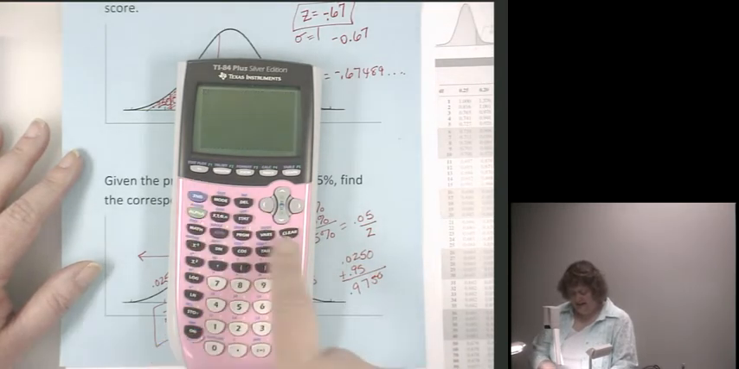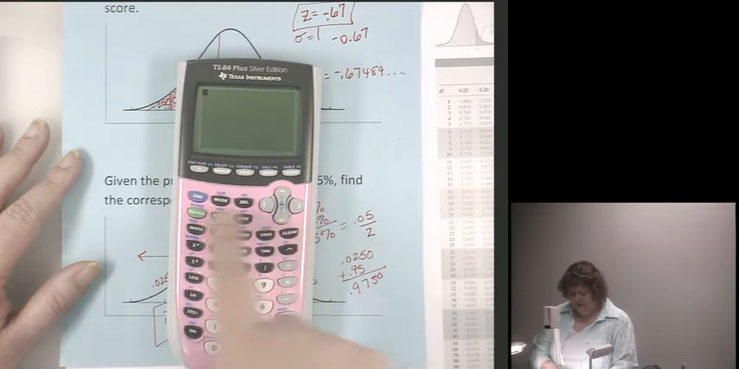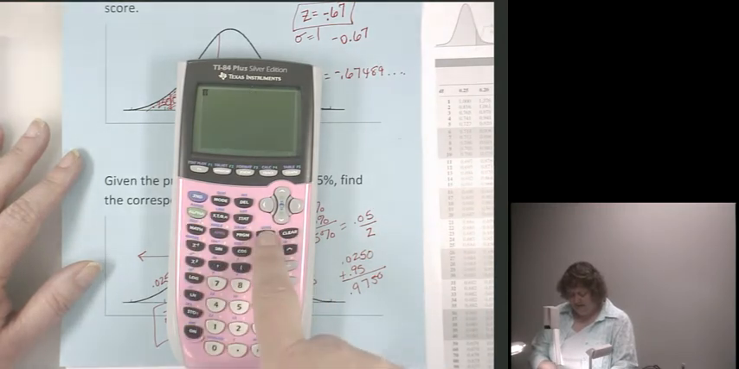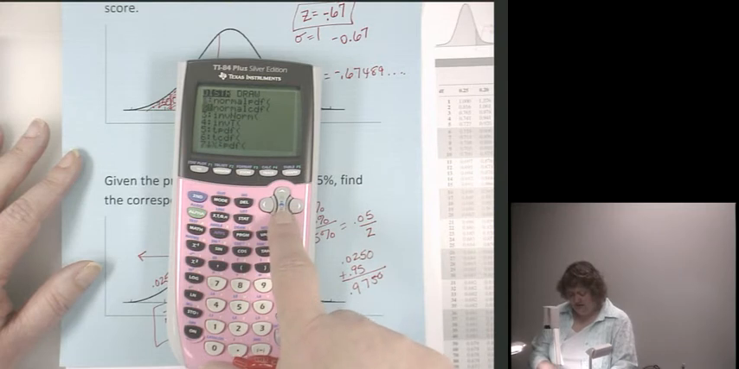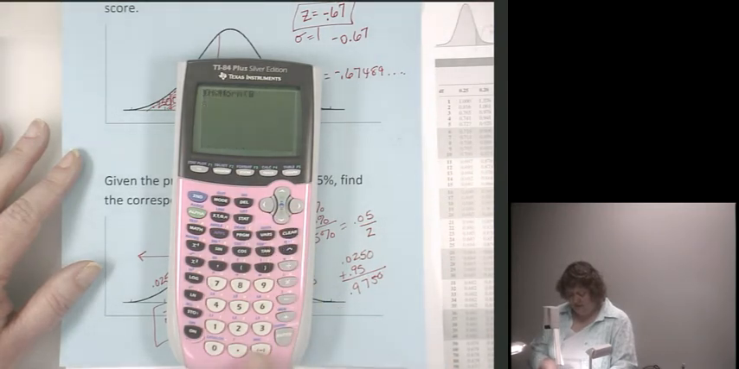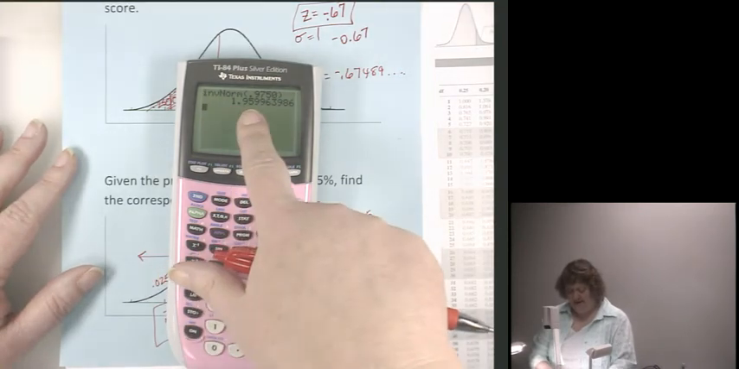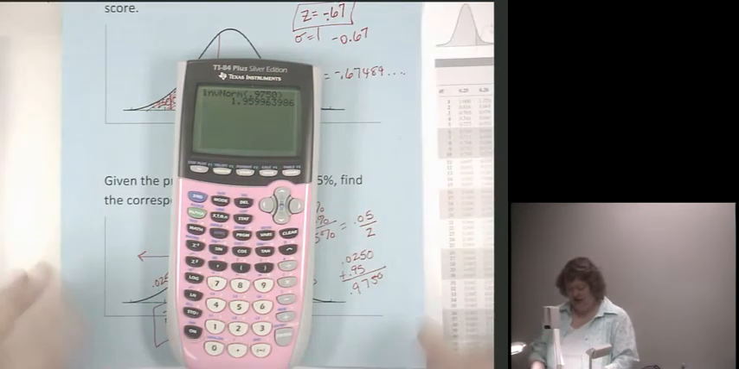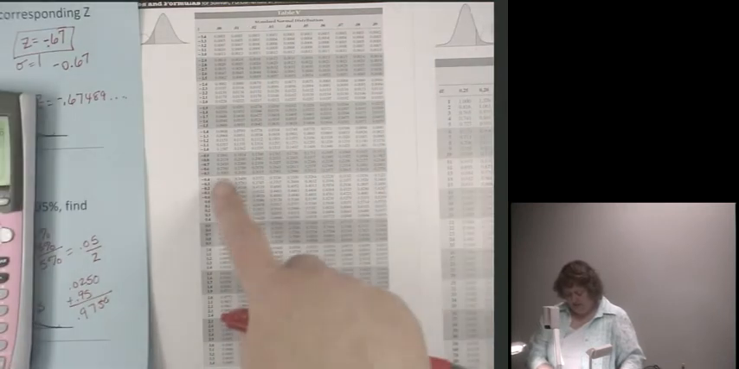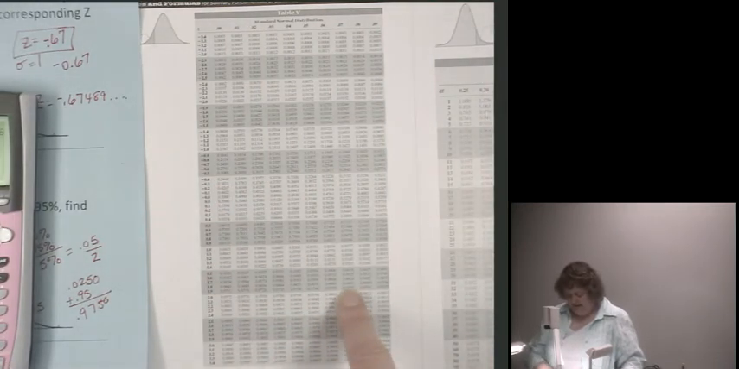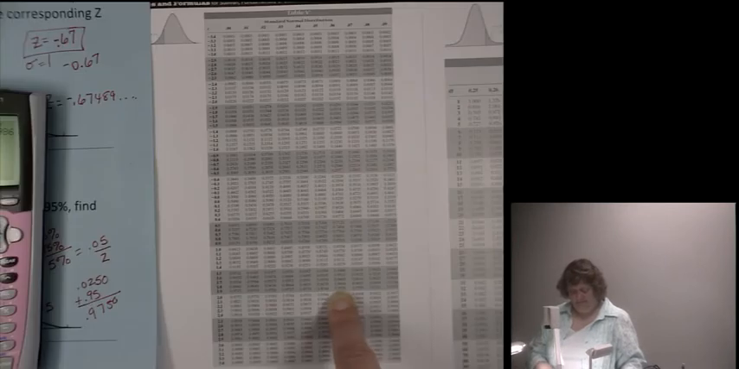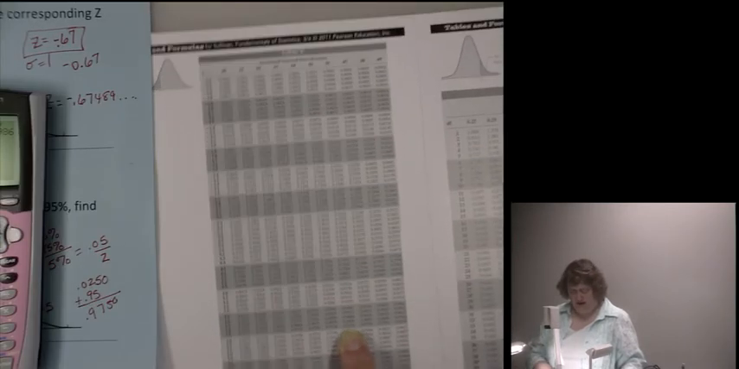Again, second, distribution. Whoops, I keep hitting clear. Second, distribution. Number 3, inverse norm, 0.975. Or you can put the 0 there and get the positive 1.96. And again, check it with the chart, 1.96. And it's under the 6th column.